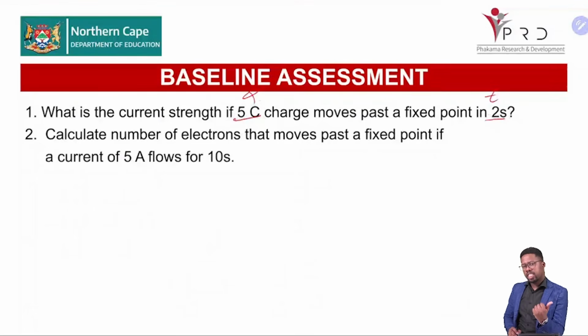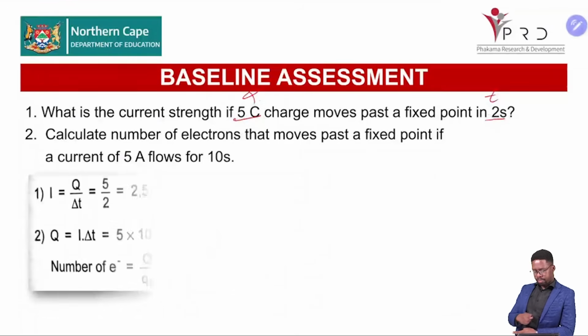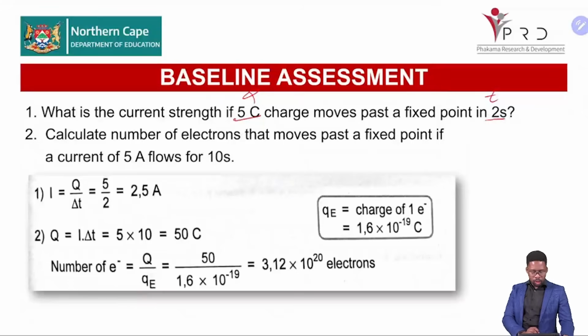So we're having the charge, we're having the time. The question is asking you, what is the current strength? Then it means you must borrow from the grade 10 formula sheet, where it defines current as the rate of flow of charge, which is current is equal to charge divided by time. So this would be our response.